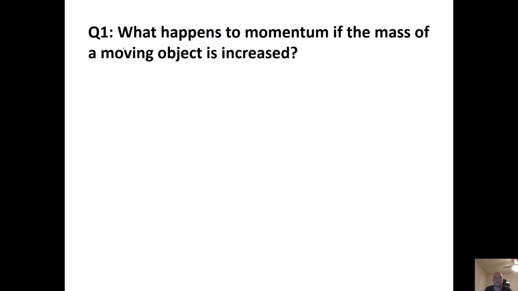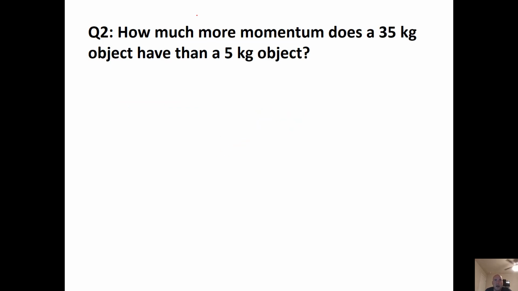So what happens to momentum if the mass of a moving object is increased? It's going to increase. Once again, going with the momentum equals mass times velocity equation. If mass goes up, momentum goes up as a result. How much more momentum does a 35 kilogram object have than a 5 kilogram object? So for this, you have to set up a ratio. And I should have said that it was moving, because if it's not moving, then you don't have momentum in the first place, so it won't matter. But if it was moving, 35 is divided by 5. 35 is 7 times. So just take the bigger number, divide by the smaller number, or take the initial number, put that on the bottom, take the new number, put it on top, and find out how many times different it is, and we get 7 times different the mass.